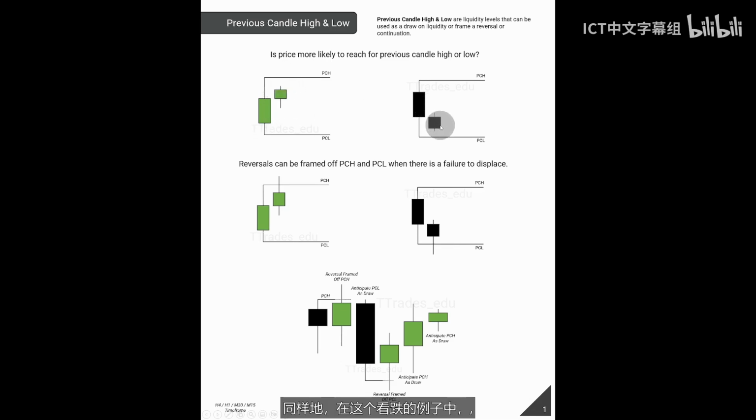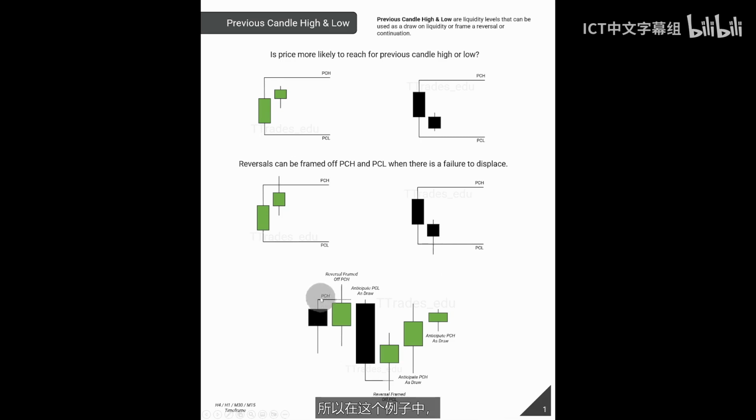Similarly, over here with the bearish example, price is more likely to reach for previous candle's low than it is previous candle's high. Reversals can also be framed off of previous candles' highs and lows. For example, here, price cannot displace out of this range or above previous candle's high, and then we can anticipate price falling back into the range or to reach for the other side of the range, previous candle's low. Similarly, with the bearish example here, price cannot displace or close below previous candle's low. It is likely to come back into the range and a reversal can be framed.